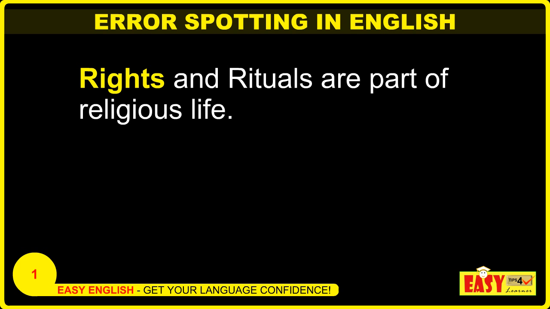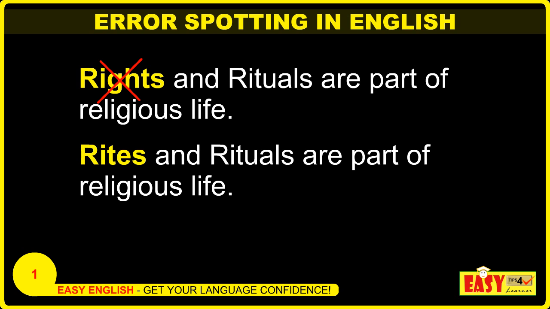So the rights over here denotes that it is a free will. So can we take it like this, free will and rituals are part of religious life? No, that is a wrong usage. R-I-G-H-T-S. The spelling is wrong. The usage is wrong. This right denotes the fundamental rights. This right denotes the free will. Free will meaning rights or rights meaning free will does not fit into this category and it sounds wrong. So what would be the right answer? Rites and rituals are part of religious life.